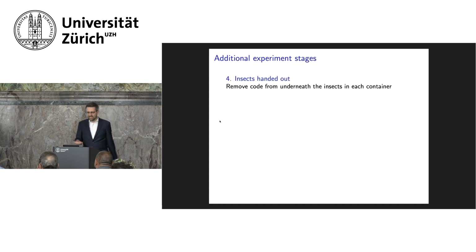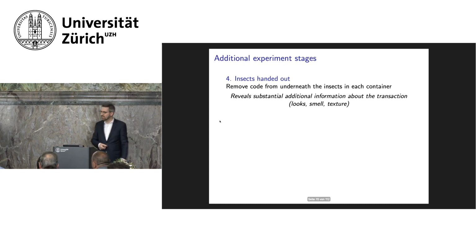So the way I test that is, after people have made their participation decisions, I actually hand out little containers with the insects in them. And in each container on the bottom, I have a little piece of paper with a code, so people have to take that out and enter it in the computer, which forces them to look at these insects, to touch them, to smell them. And so they have much more information about what it's going to be like to eat these things.